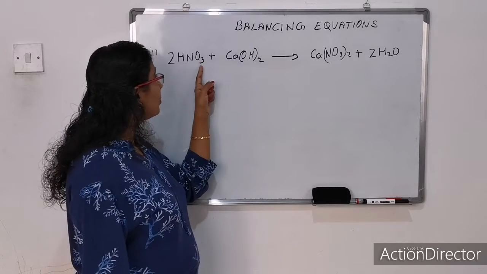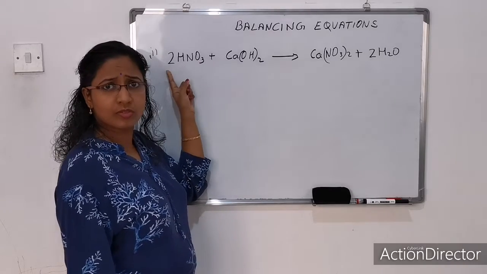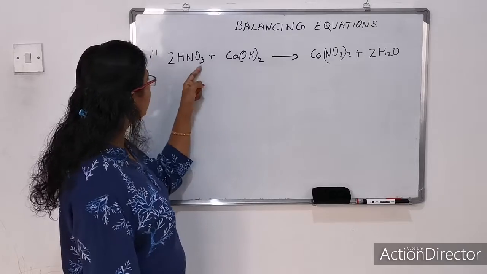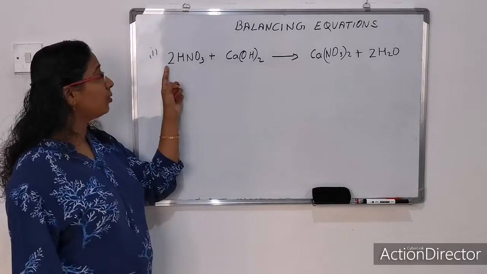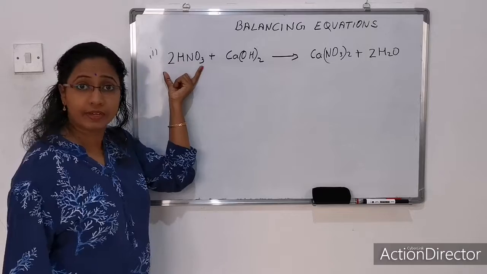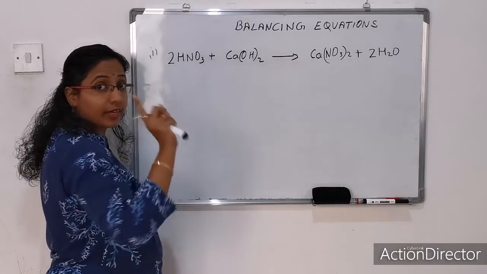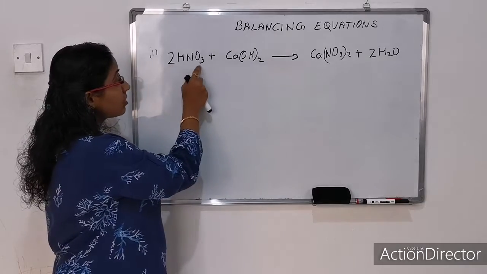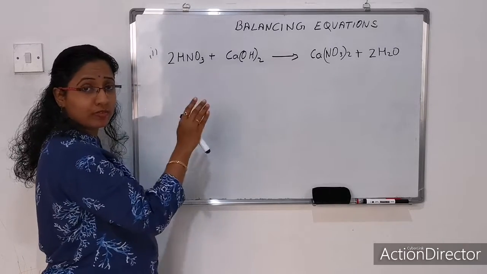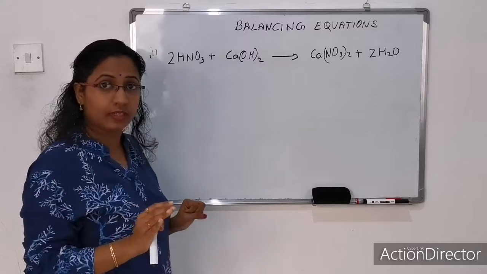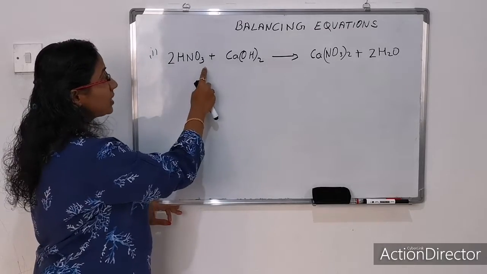Now O. How much is O over here? 3 2s are 6, right? 3 into 2. This 3 and this 2 get multiplied. It is not addition. Be careful. This is not 2 plus 3. This is 2 into 3. So 2 into 3, 6.